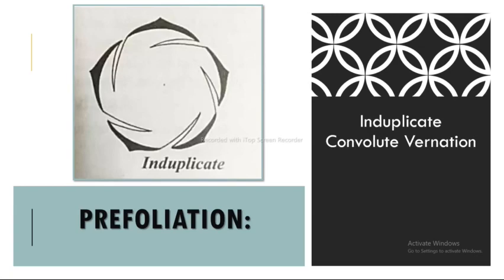So again, this is the induplicate convolute vernation. This type of vernation is a combination of twisted and induplicate types, and is seen in the flowers of Convolvulus and Ipomoea, etc. The petals have thick and thin portions. The thin portions are folded inwards and the corolla is twisted. The thickened portions are exposed.